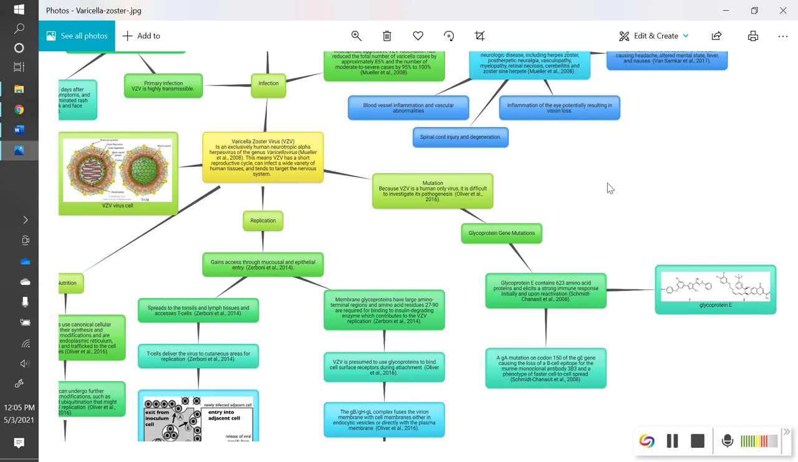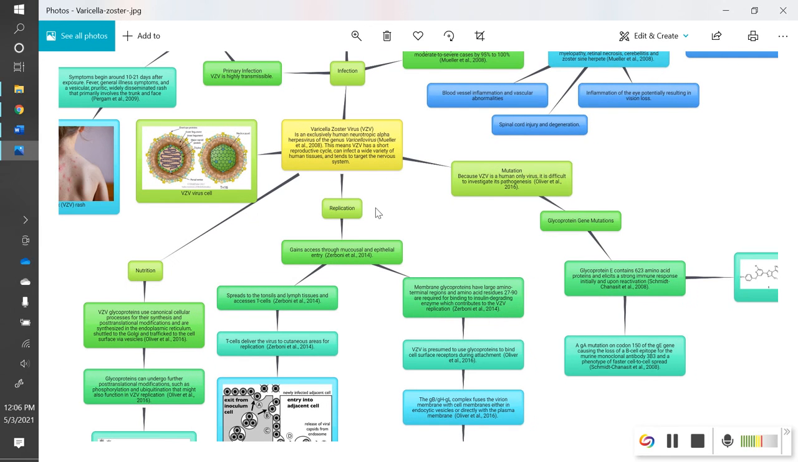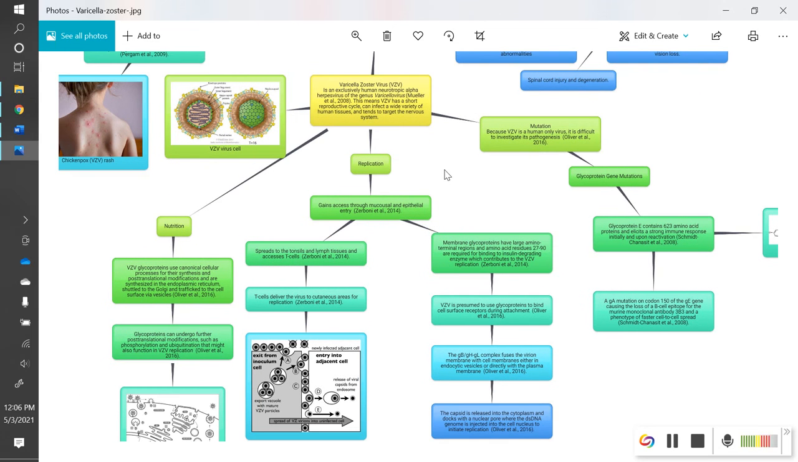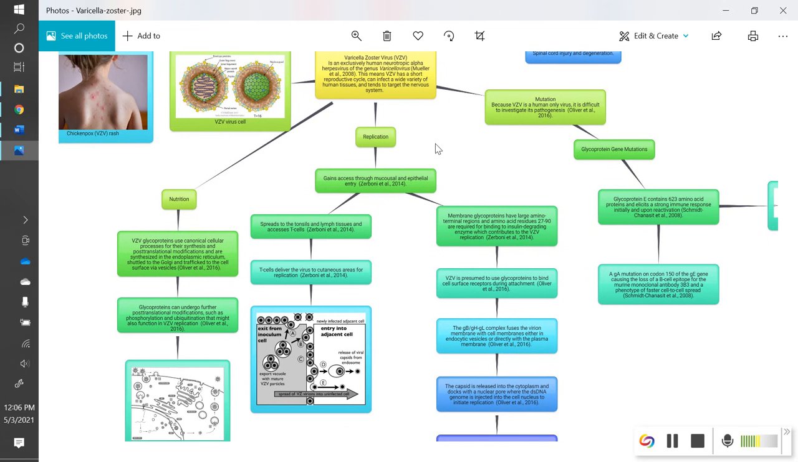Upon infection, a strong immune response is elicited by the body. Here, this is just a picture of the glycoprotein E, which is the one that is responsible for triggering that immune response. Over here we have replication. Once it enters the body, it mostly replicates in the tonsil area, spreading to the tonsils and lymph tissues, and then it accesses T cells in the body, which is where it will replicate and travel throughout the body.